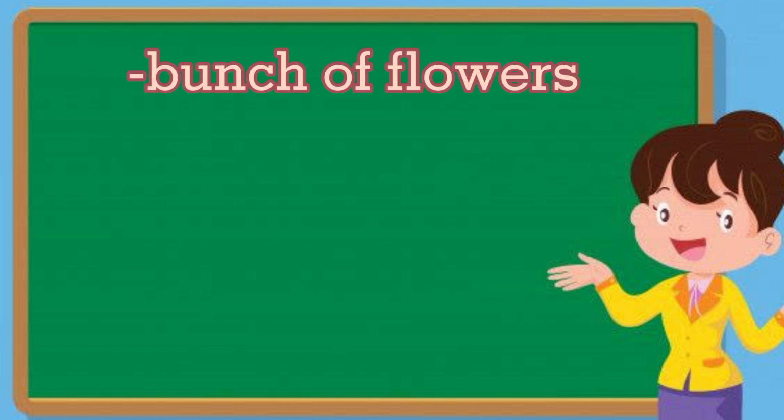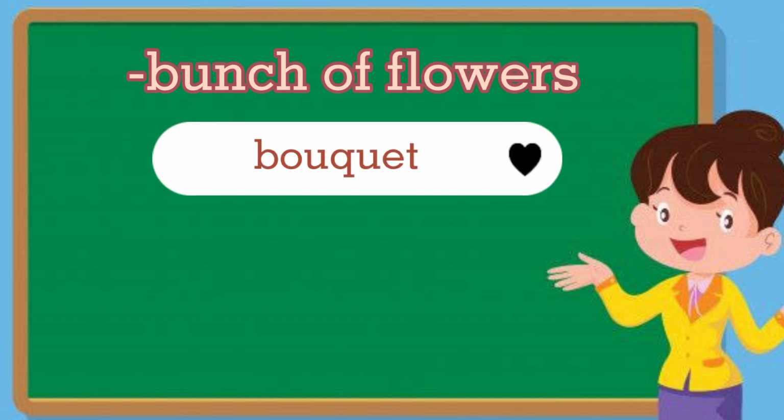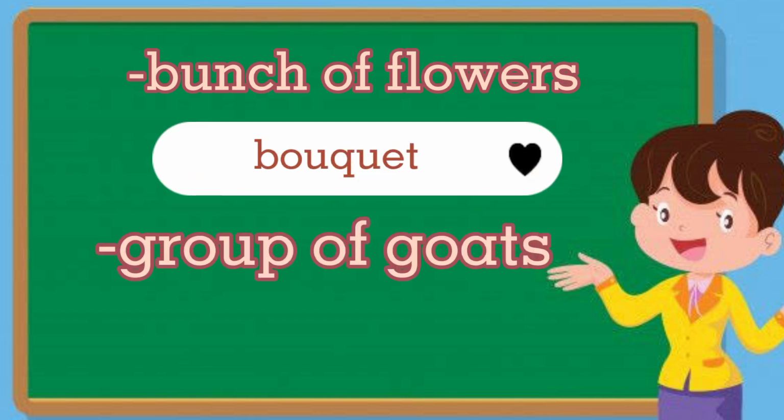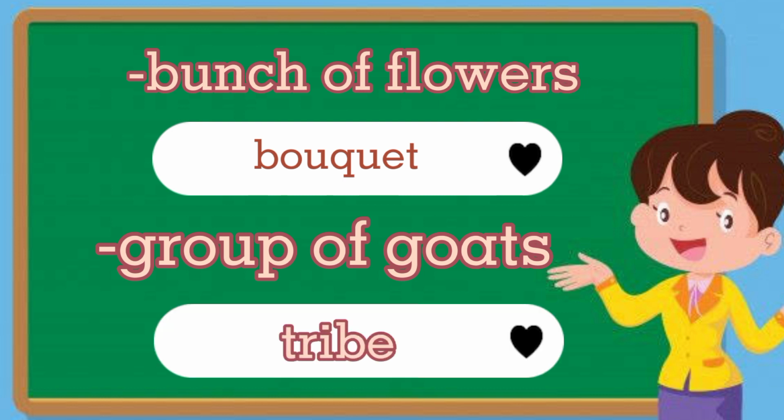Next example, we have bunch of flowers. We usually know this as bouquet. So instead of saying bunch of flowers, we can say bouquet. Lastly, group of goats. We can say tribe instead of saying group of goats.